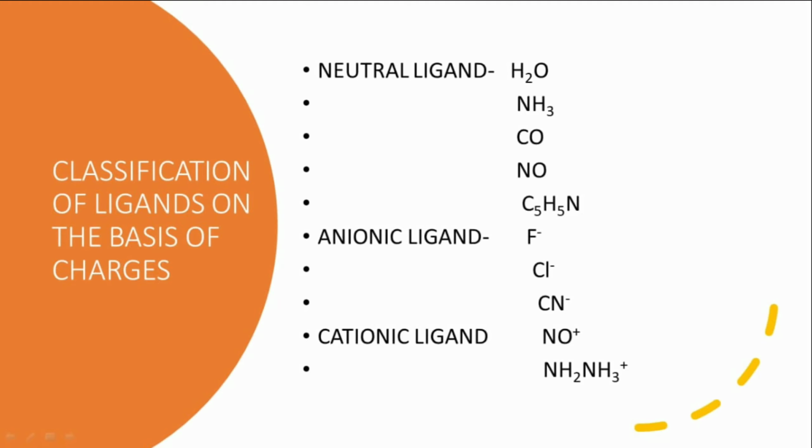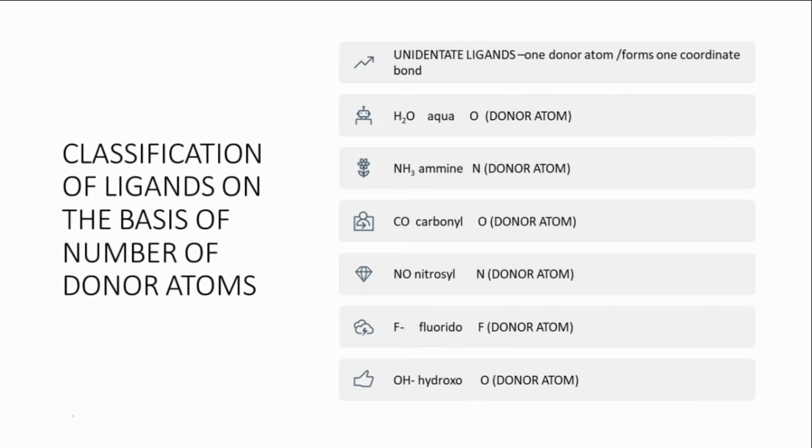Now, if you take the example of hydrazinium ion, one of the nitrogens has coordinated its electrons to the H plus ion, and there is still one nitrogen atom left with the lone pair of electrons which could be coordinated to the central metal ion. The second classification is based on the number of donor atoms. On the basis of the number of donor atoms, ligands can be unidentate, didentate, tridentate, tetradentate, pentadentate, and hexadentate ligands.